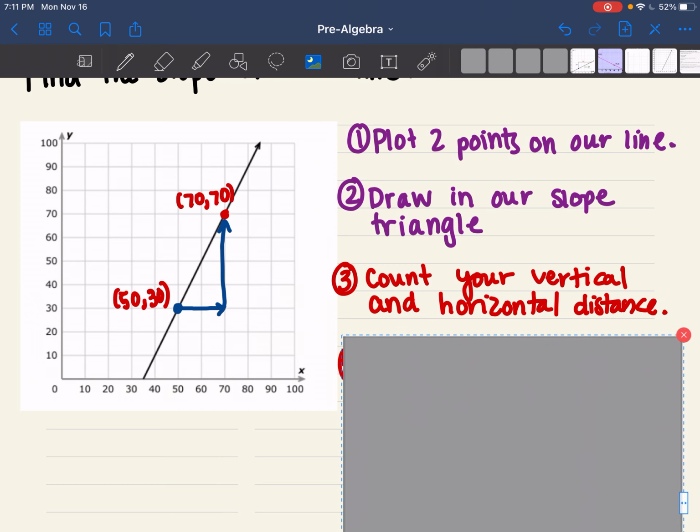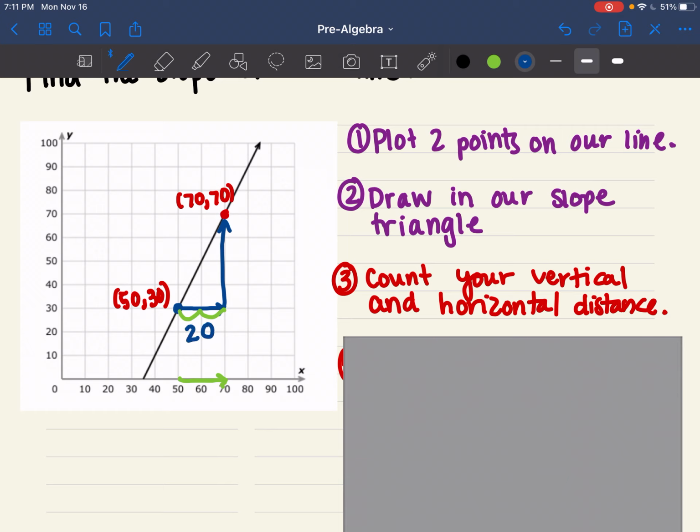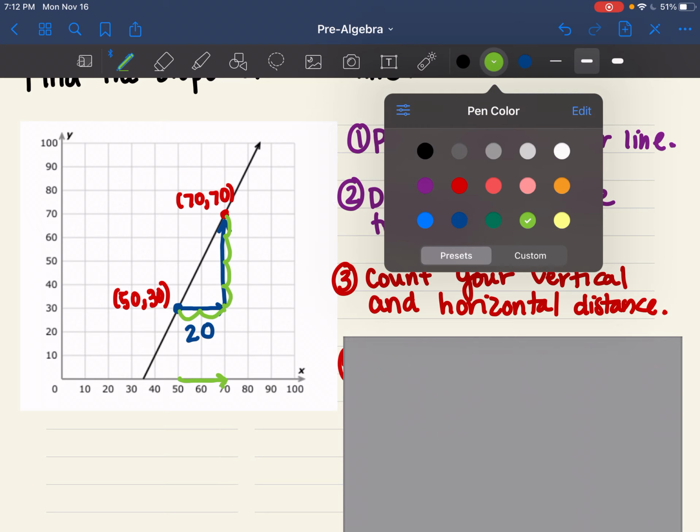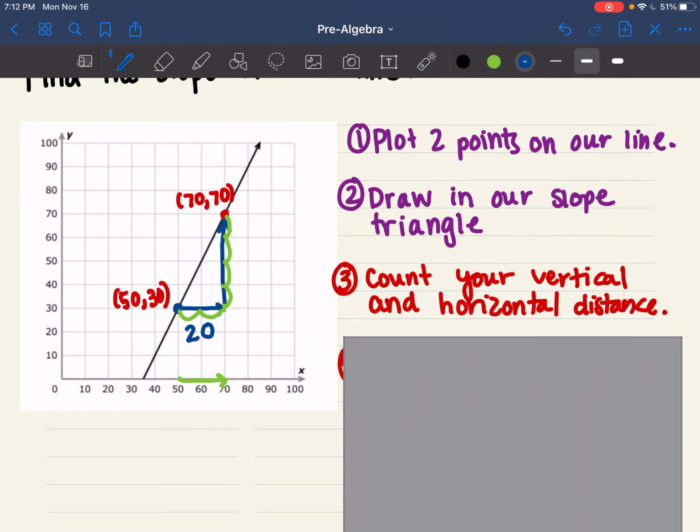So step 2, we were drawing in our slope triangle. And now step 3, we're going to count our vertical and our horizontal distance. So on our horizontal distance, remember side to side, left to right, we traveled 2 boxes. You can see that right here with our 2 green jumps. However, if we look down here on our scale, 2 boxes is actually 20 units. So my horizontal distance was 20. I went right, so it's positive. Now if we look right here, I hopped 4 boxes up. But it wasn't 4 units that I hopped up, it was actually 40 units that I hopped up looking at my scale.